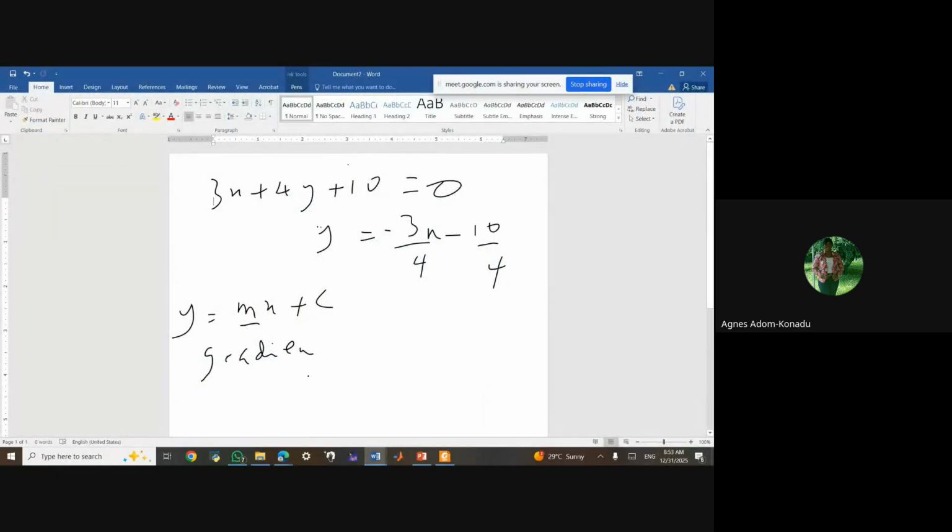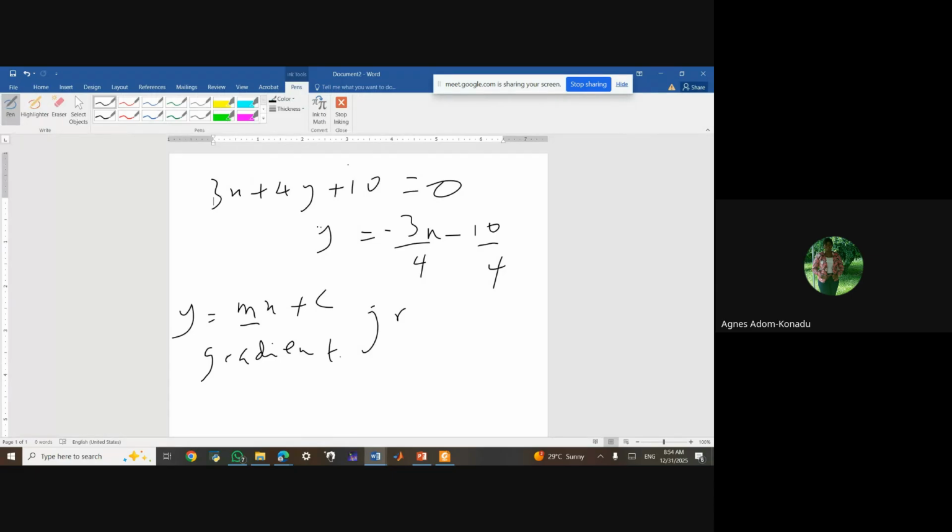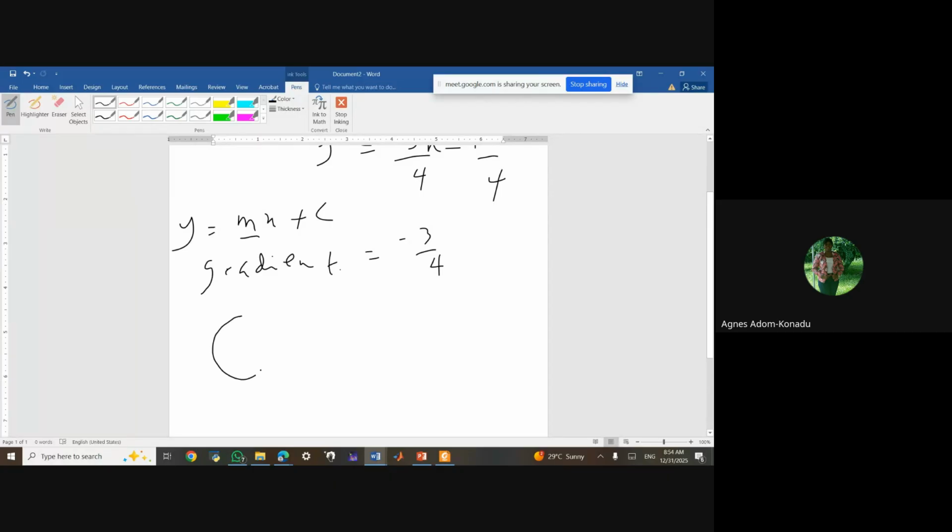So comparing this with this, my gradient will be -3/4. We are looking at this and this. Sorry, it should be a tangent.